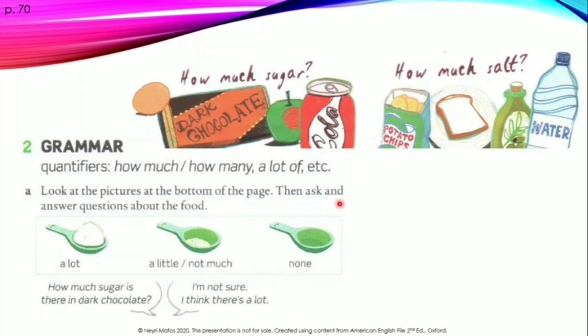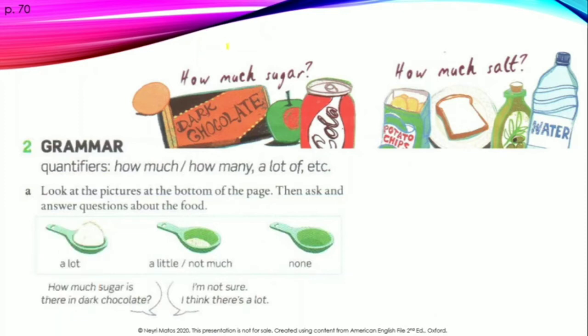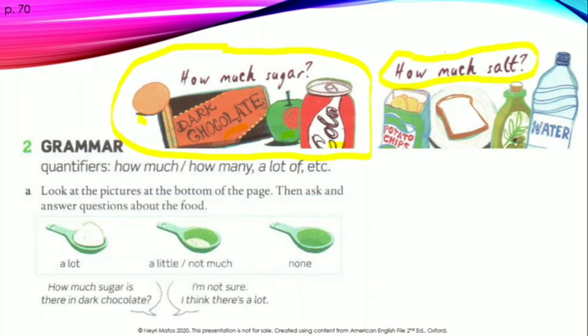Going on. Still on page 70, we have number 2, grammar, right? Let's talk about quantifiers. At the bottom of the page, we have these 2 pictures. The first part is how much sugar, and we have here many kinds of sweet food, and another question, how much salt, right? And we have here some kinds of food that we usually have salt in. So in the first, we have these things, and here we have other things.